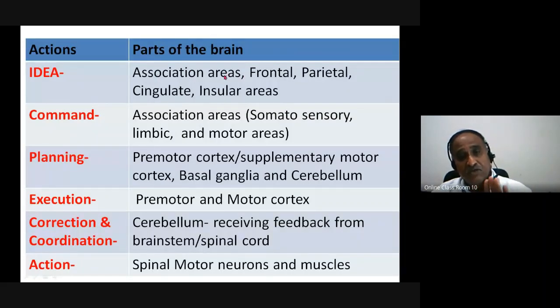Just for example, today's example: "Am I audible?" That was the question. So the parieto-occipito-temporal association area was activated. And from the parieto-occipito-temporal association area, it was communicated to the hippocampus. In the memory, it matched and saw what that is, "Am I audible?" What is the meaning of that?